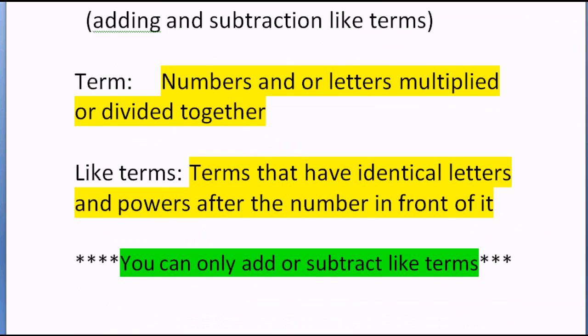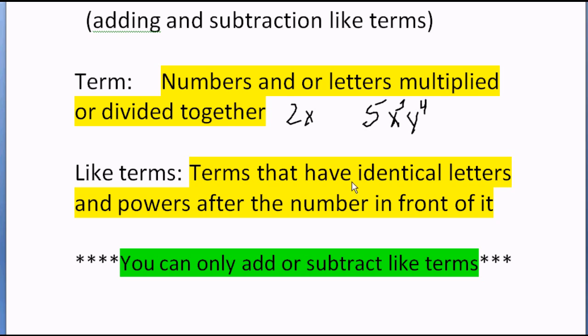First, a term is just numbers and or letters multiplied or divided together. And I'll show you that here. Let me just write down a term for you. 2x, that's a term. 5x to the third power, y to the fourth power. This is a term. All it is is numbers and letters multiplied and divided together.